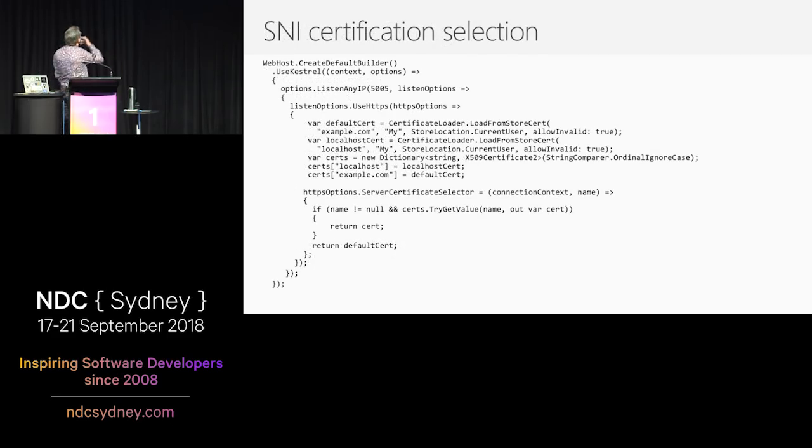Like I say, we have SNI, so SNI is a little bit complicated. Here we have certificate selection. We are going to listen on port 5005, and we have a bunch of listen options. So we load all our certs up, and then in the HTTPS options, we set a server certificate selector, and it will get the name of the certificate that it's going to look for, which is the domain name, and you can do a selection based upon it, and return the right cert or return the default and then get loads of browser errors.